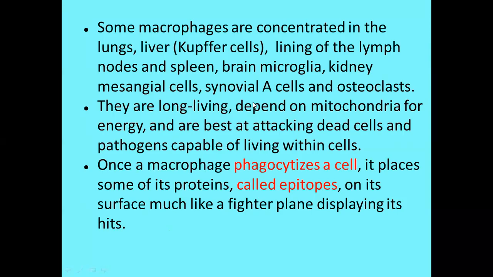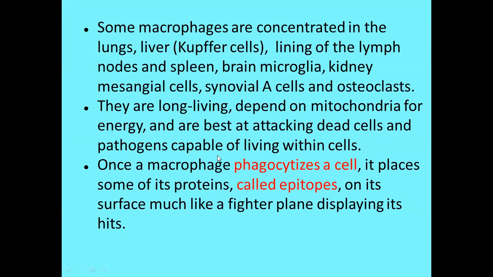They are long living, depend on mitochondria for their energy, and are best at attacking even the dead cells and the pathogens capable of living within the cells. As we discussed, for both B cells and T cells, the antigen should be alive and should have an antigenic site as well as an immunogenic site. Assume the pathogen is killed and doesn't contain any immunogenic or antigenic factor. How are those pathogens and dead cells within our body removed and cleared? That is through the phagocytosis mechanism. Because of that, phagocytosis is a very interesting mechanism, and it is an important immune function.